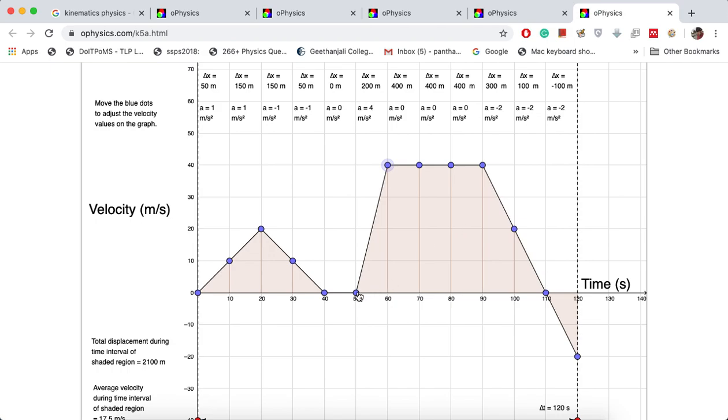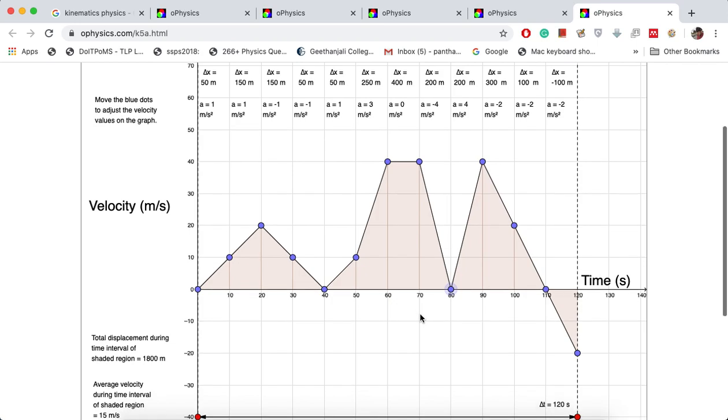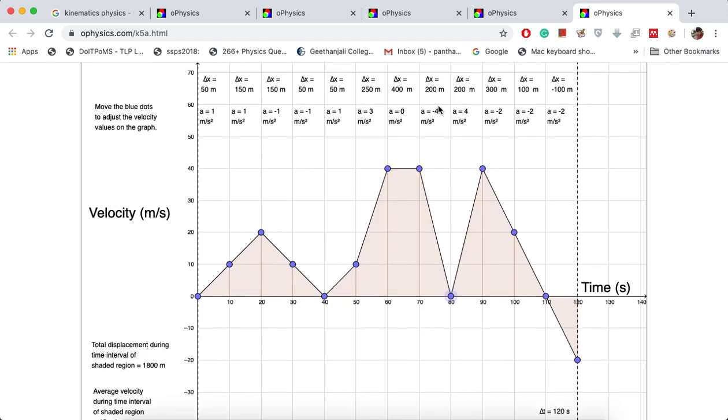This is an animated graph, and you can change it to any value and observe how the velocity, the acceleration and the distance vary. For example, if I change this value, between 70 and 80, in 10 seconds the velocity is decreased from 40 to 0, and the distance covered is 200 meters. So the acceleration is negative, -4.